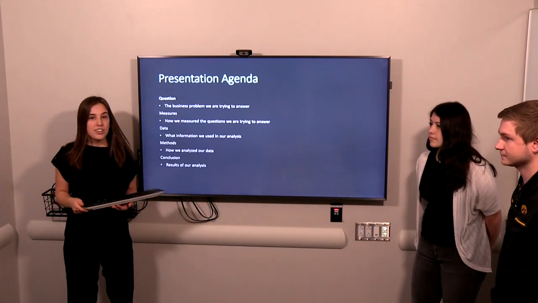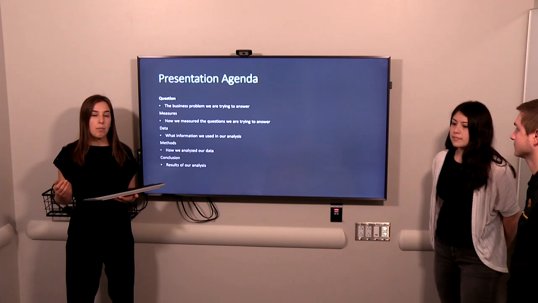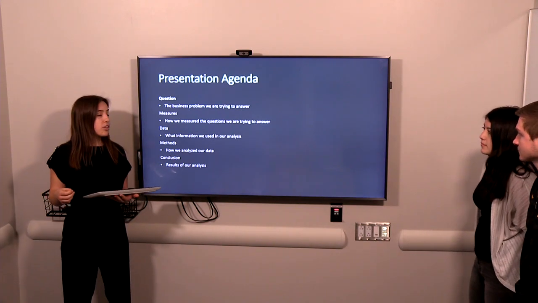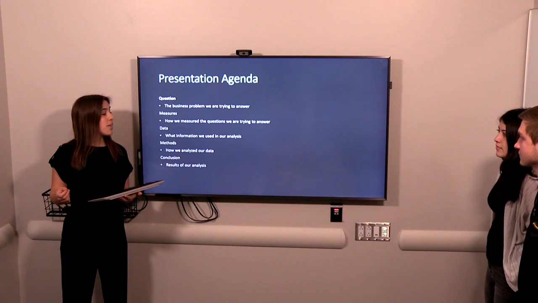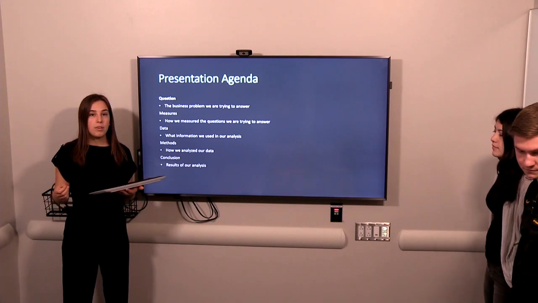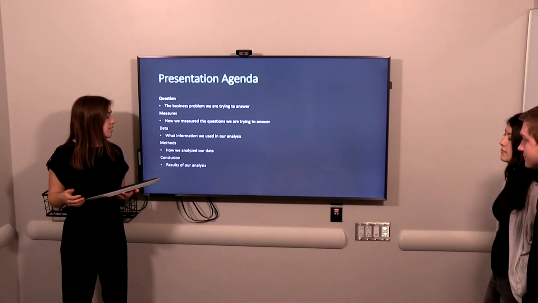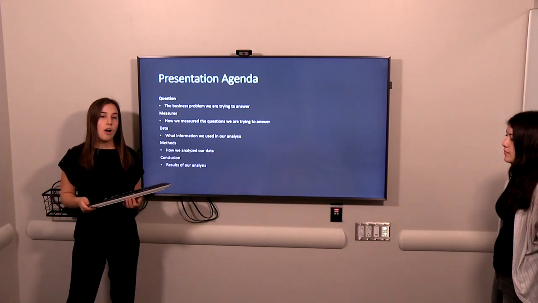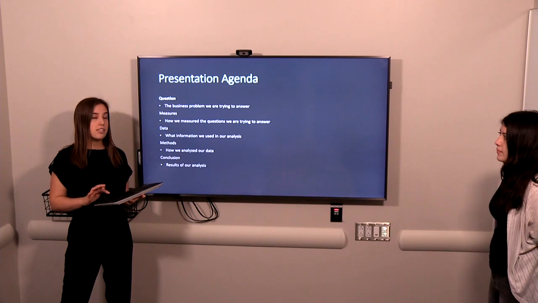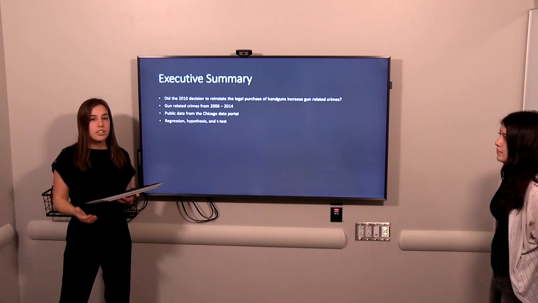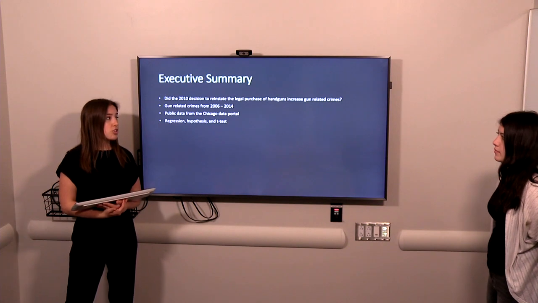So, here's our agenda. First we're going to start off by going over the question at hand and the problem that we are trying to solve. Then we're going to talk about the measures that we use and how we're trying to answer them. Then we are going to give an analysis over the data that we gathered and what it means for our analysis. And then we're going to go into the methods of how we analyze our data and conclude with the results of our analysis.